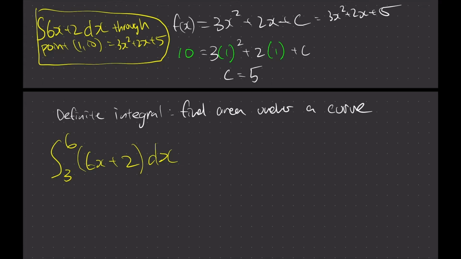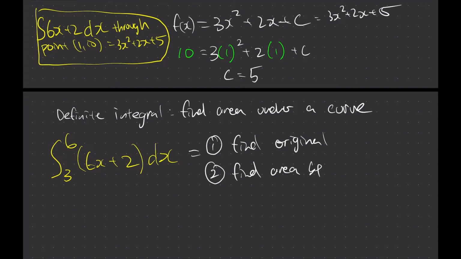It means to find a definite integral, first do the integral, find the original function. Then number 2, find the area between 3 and 6. How do I get 3 and 6? This one goes here, between 3 and 6. So how do you do it?